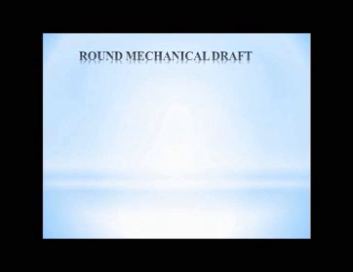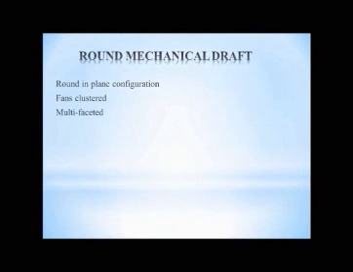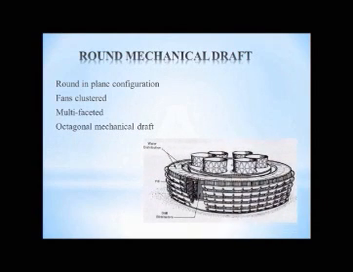The next is the round mechanical draft. Round in plane configuration, fans clustered, multifaceted, octagonal mechanical draft. A round mechanical draft tower is basically round in plane configuration, with fans clustered as close as practicable around the center point of the tower. Multifaceted towers such as the octagonal mechanical drafts also fall into a similar classification as round towers.